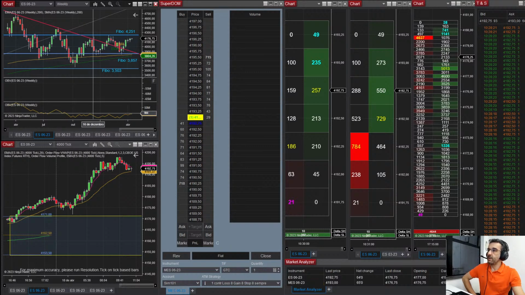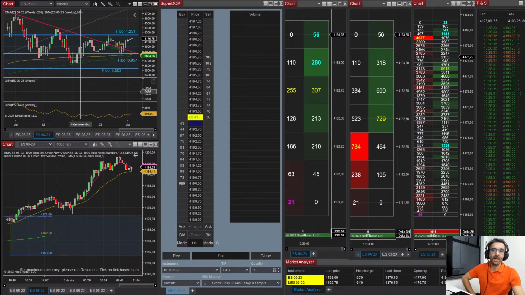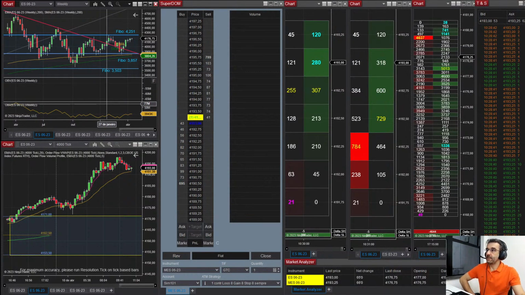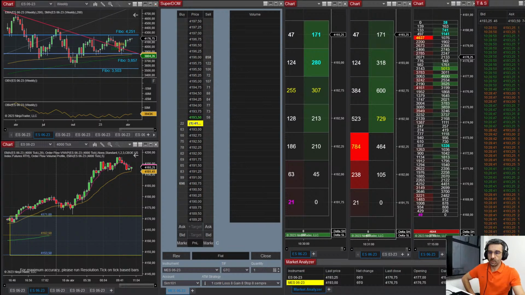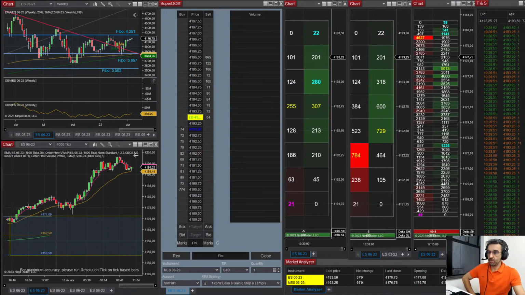We have this Fibonacci at 4251, and before this 4220 is another region where we could see some defense or some activity. It's been a couple of highs in February and maybe January. So it's a region we should be looking at.